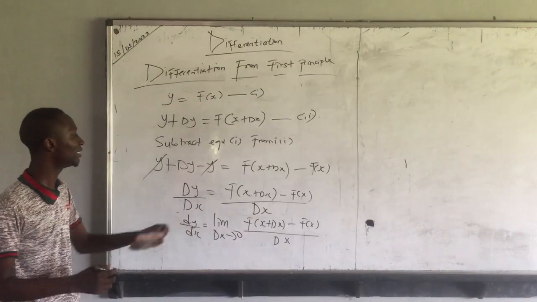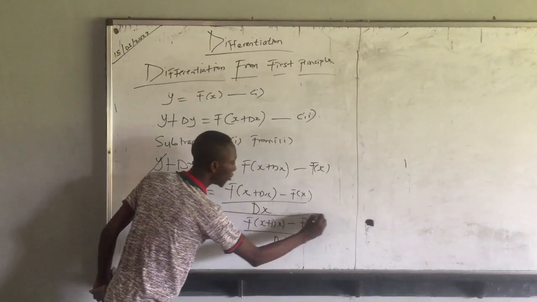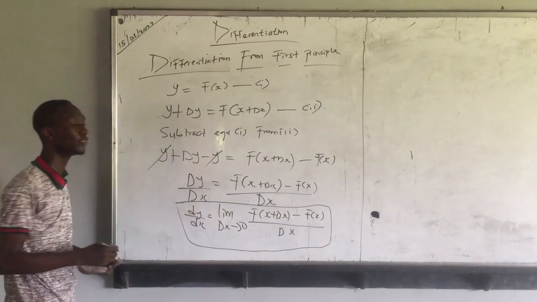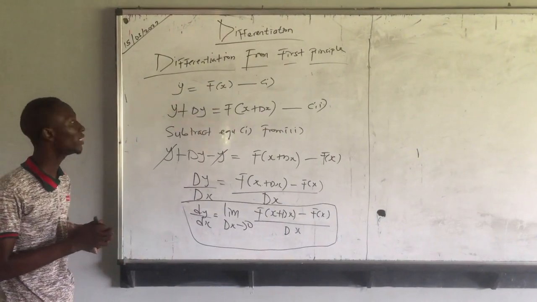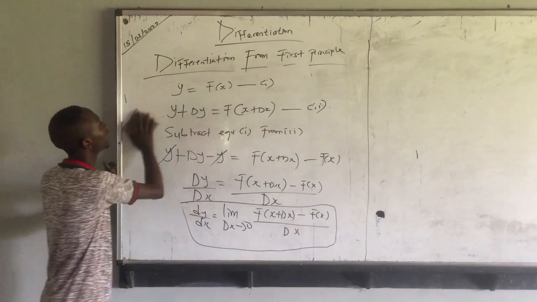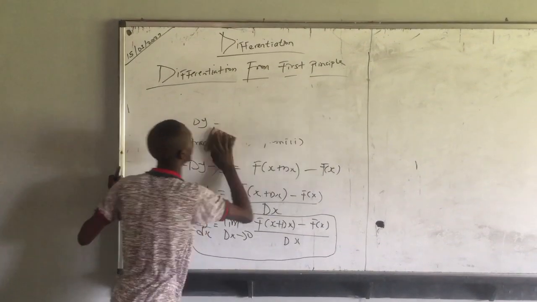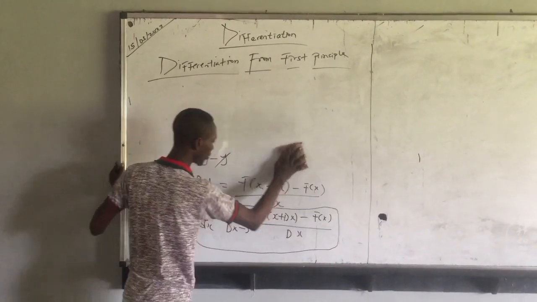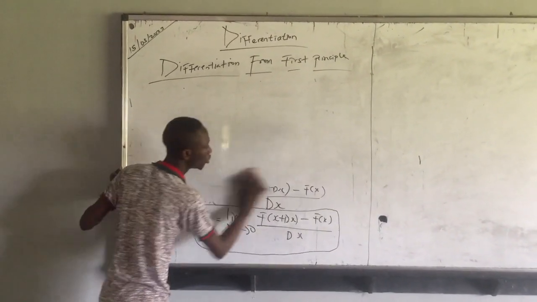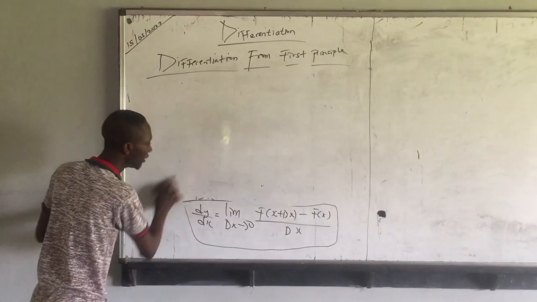So this is the formula we'll be using for differentiation from first principle. Please let's take note of this formula. It is very, very easy. Now I'm going to solve some examples for us, so that you have the idea of what I'm saying clearly.